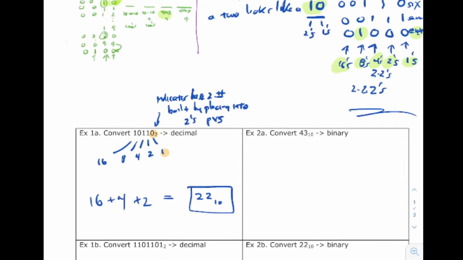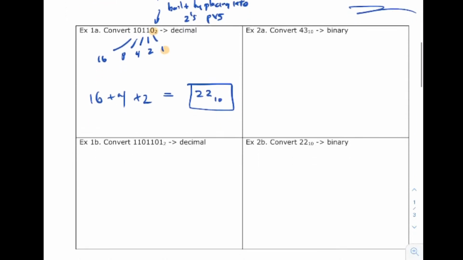Okay, what I would like you to do is to use what I just did here as a template. Go through the same moves. Take that number, 1101101, which we're told is in the binary system, and make it a decimal number. Go for it. Pause and come back.